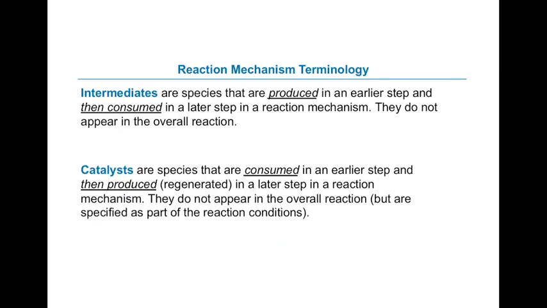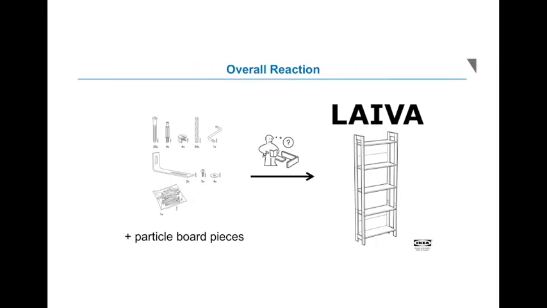Again, this is just simple terminology. Everybody should know this. An intermediate is something that is formed and used up. The catalyst is something that is consumed and then comes back out. So again, very common. This is what we tell you guys in first year.